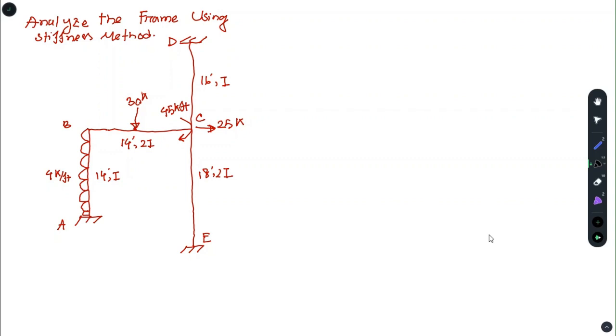So the very first step is to find out the fixed end moments. We'll attach a fixed support at every joint we have, then we'll find out the fixed end moments. So let's do that. Let's draw a fixed end here, another fixed end here, and a fixed end here. So all the joints and supports are fixed ended.